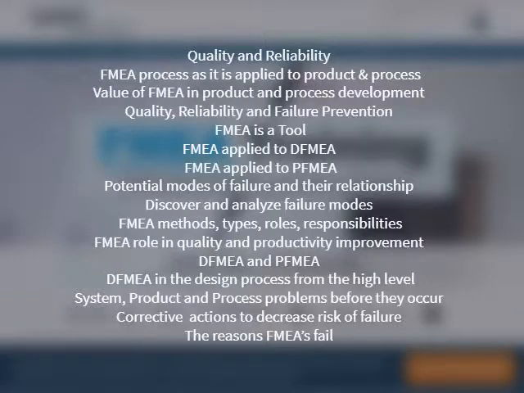FMEA process as it is applied to product, process, or system, software. Value of FMEA in product and process development. Quality, reliability and failure prevention.